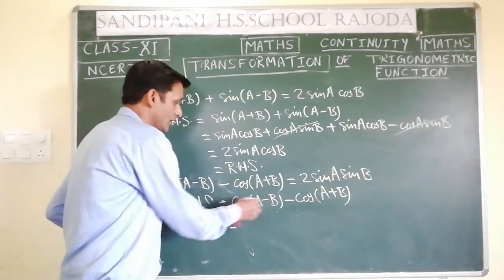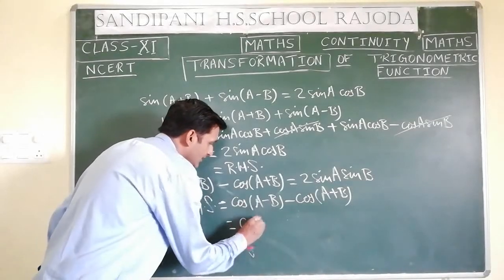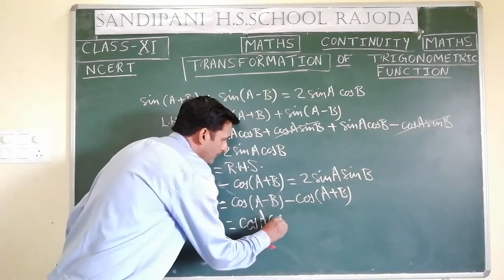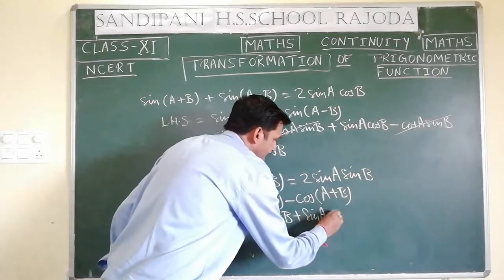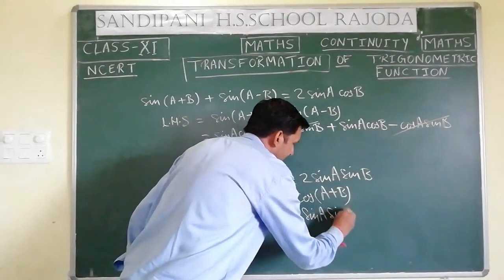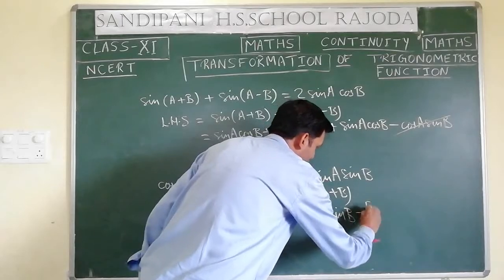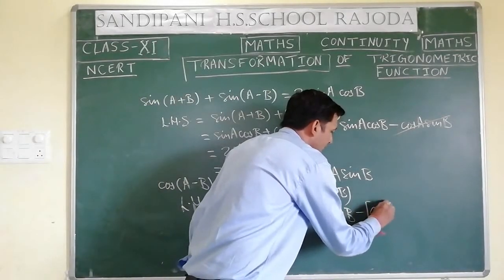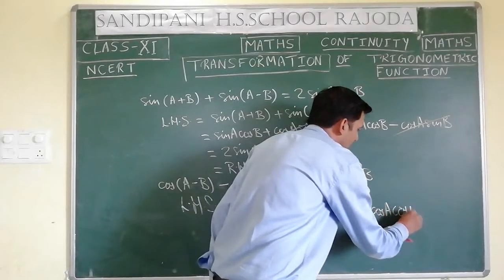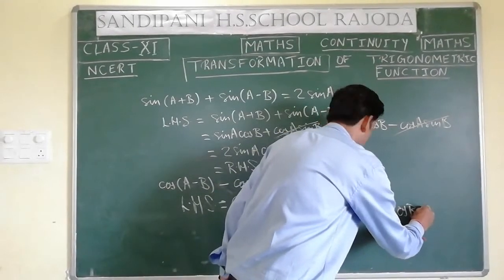So cos(A-B) is equal to cos A cos B plus sin A sin B, and here it is minus sign, of course. Cos(A+B) is equal to cos A cos B minus sin A sin B.